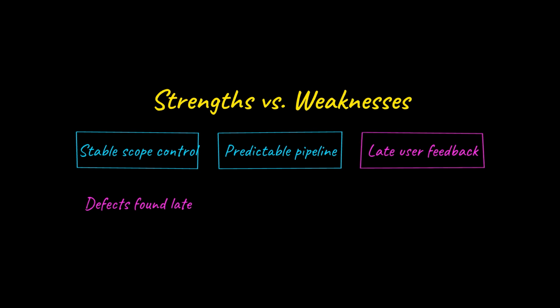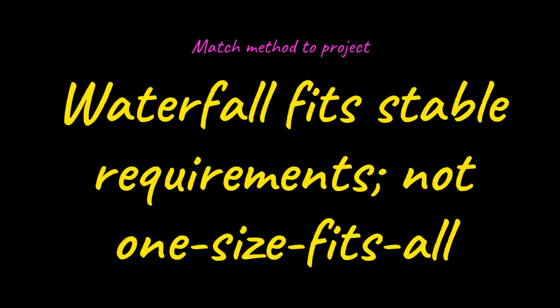The danger appears when requirements change mid-project or users cannot articulate their needs until they see a working system. Defects introduced early may not surface until testing, months after the mistake was made. The key insight is that no method is universally right or wrong. Waterfall remains the correct choice when requirements are locked, traceability is mandatory, and the problem is well understood from the start. Where requirements evolve through use, iterative or agile approaches serve better.